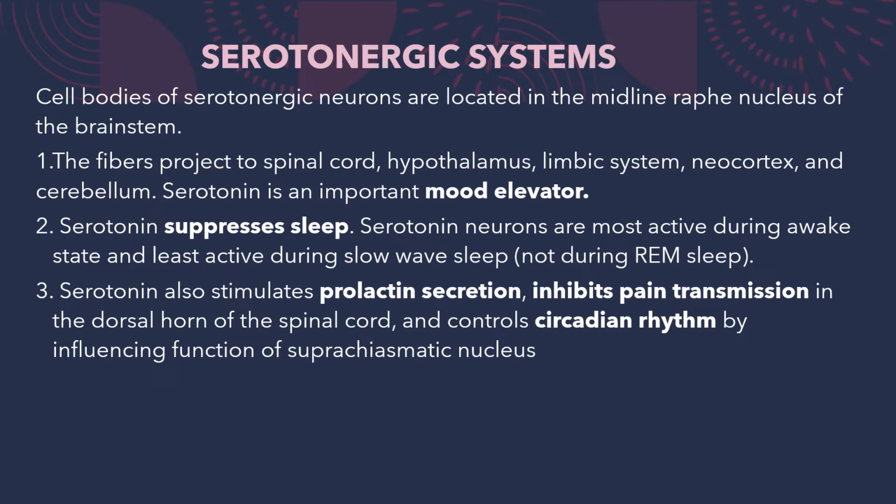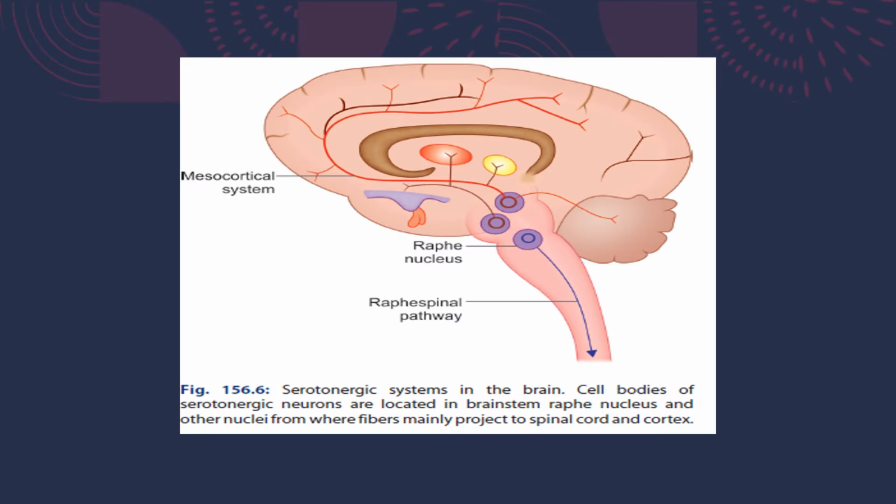It stimulates prolactin secretion, inhibits pain transmission in the dorsal horn of the spinal cord, and controls circadian rhythm by influencing the function of the suprachiasmatic nucleus. Serotonin has these many functions. Remember these because all of them will come as MCQs. It suppresses sleep, stimulates prolactin secretion, inhibits pain transmission, controls circadian rhythm, and is an important mood elevator. The serotonergic systems in the brain include the mesocortical pathway, raphe nucleus and raphe spinal pathway.